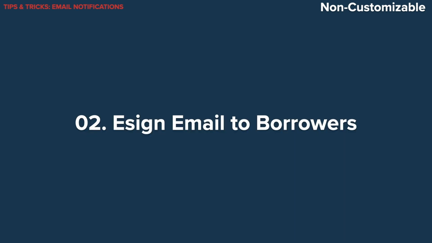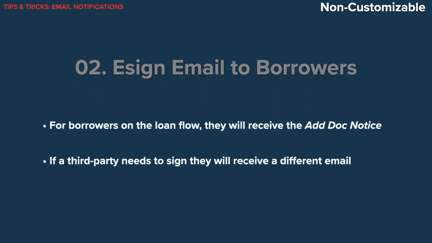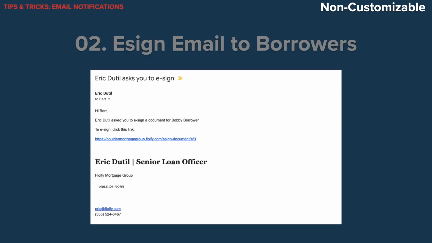The second non-customizable email we're going to talk about is the e-sign email to your borrowers. So if you set up an e-sign doc for signature, if it's a borrower on the loan flow, they will receive an add doc notice. However, if it's a third party outside of Floify, they're going to receive a different email. So if you set it to a third party, this is what that email is going to look like. It's going to say the loan owner asks you to e-sign. In this case, Bart is the borrower. So Eric asks you to e-sign a document for Bobby borrower. The borrower can obviously click the link there, and then they can go ahead and e-sign that document. Pretty simple.